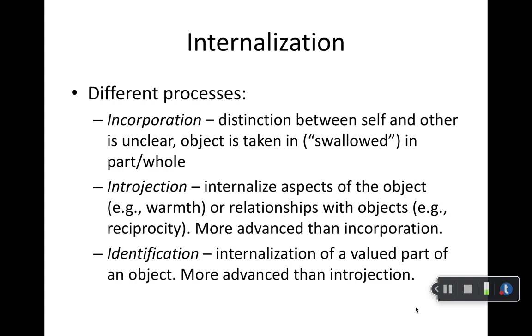And a third process is identification. This involves another step where an aspect of an object is internalized and it's also valued. So in addition to internalizing this idea that, here's a person who is warm and caring toward me, we take it another step and we say, well, we value that warmth and care, and we would like to be like that. So that's the identification part. It involves a value judgment and an idea that this is a characteristic that we want to have as well.